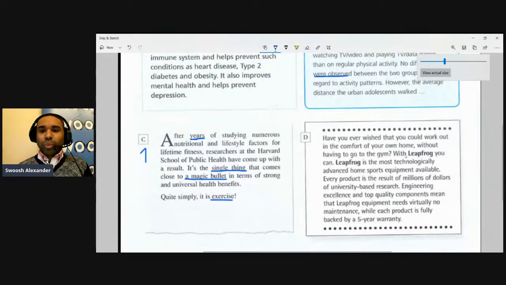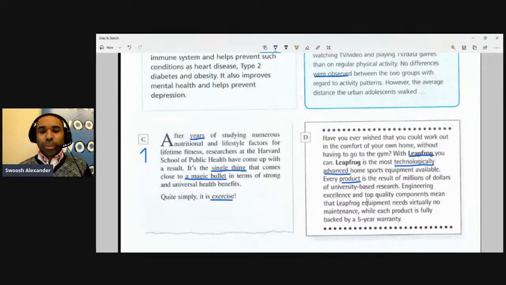Have you ever wished that you could work out in the comfort of your own home without having to go to the gym with Leapfrog? So Leapfrog, it's a specific product that's being marketed to us. It's giving us information to sell the product: technologically advanced home sports equipment available. Every product is the result. So yeah, it's selling us a specific item, isn't it?